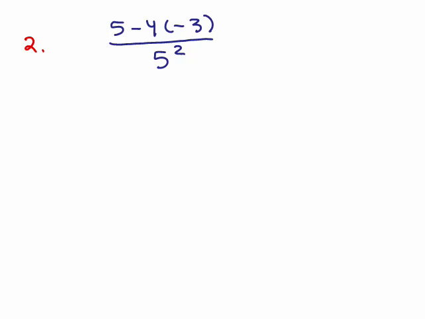All right, here's number 2. Again, a fraction, so we have to simplify the numerator and the denominator separately. The denominator is the easy part. 5 squared is 5 times 5. So the 25 goes in the denominator.